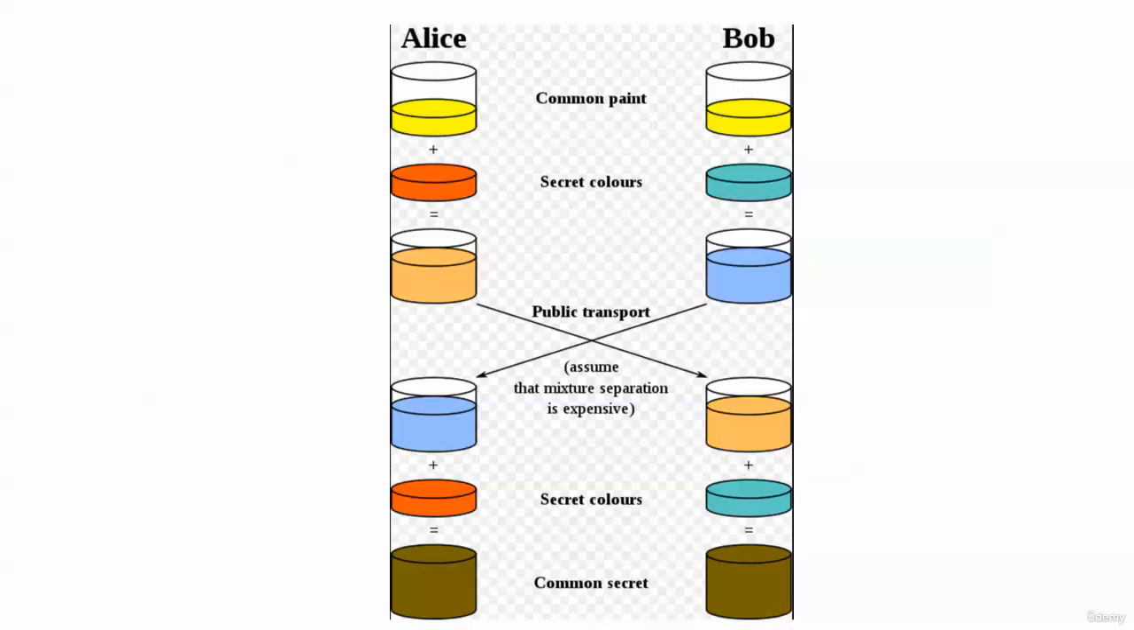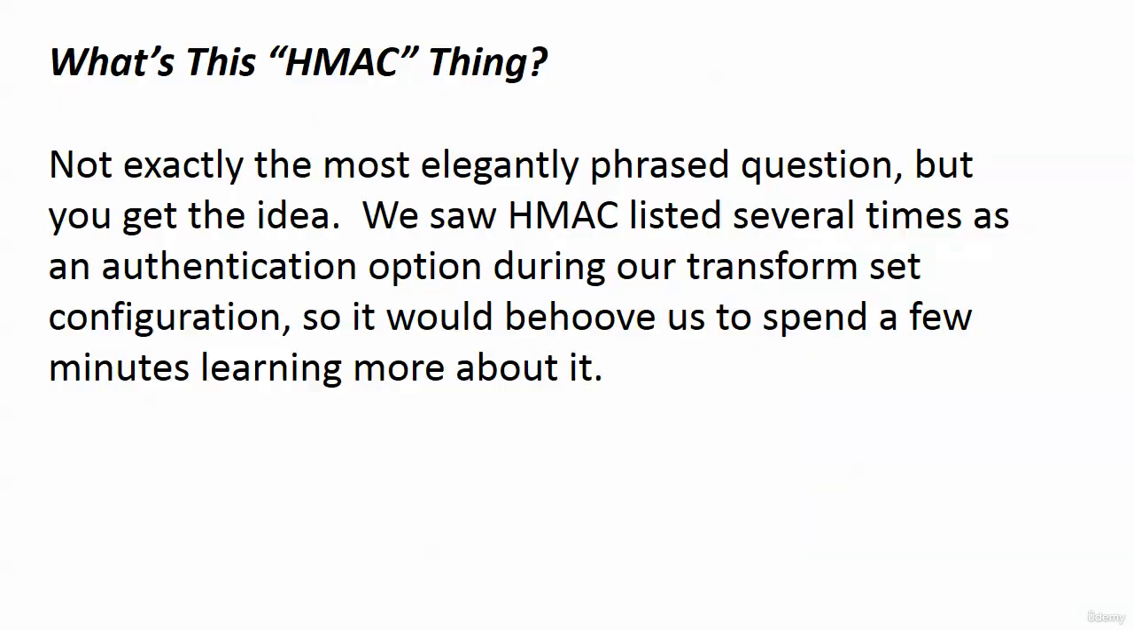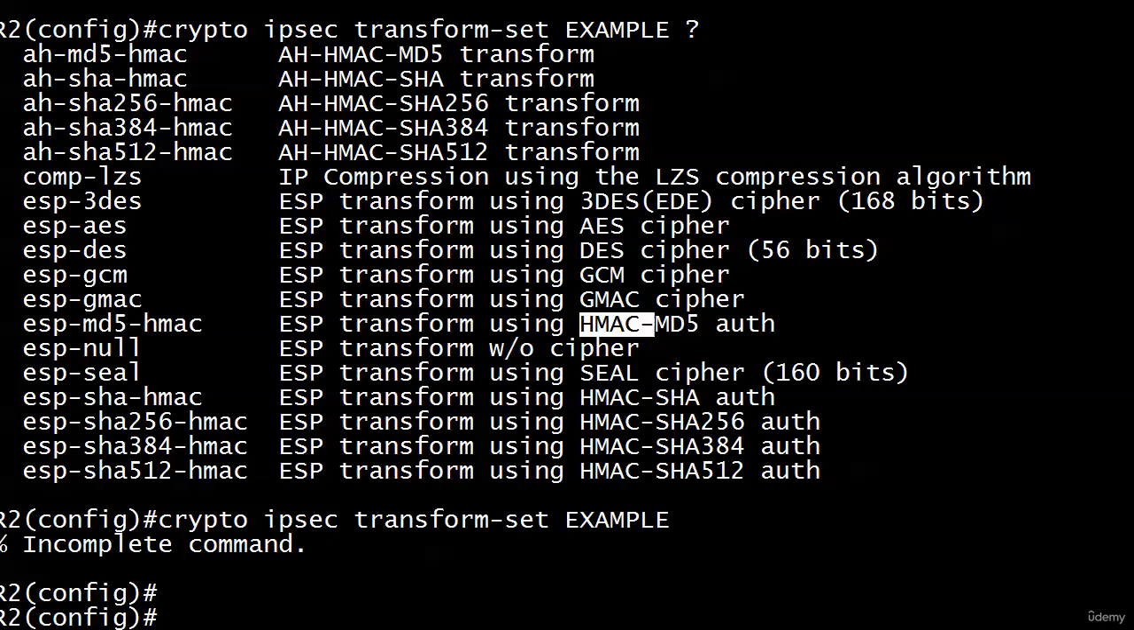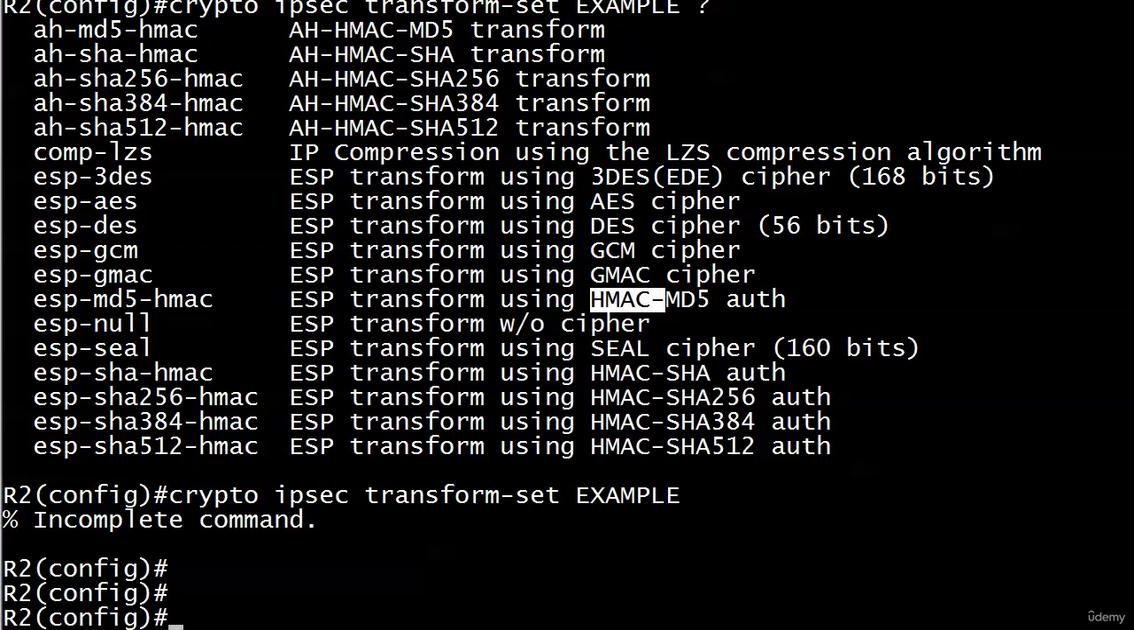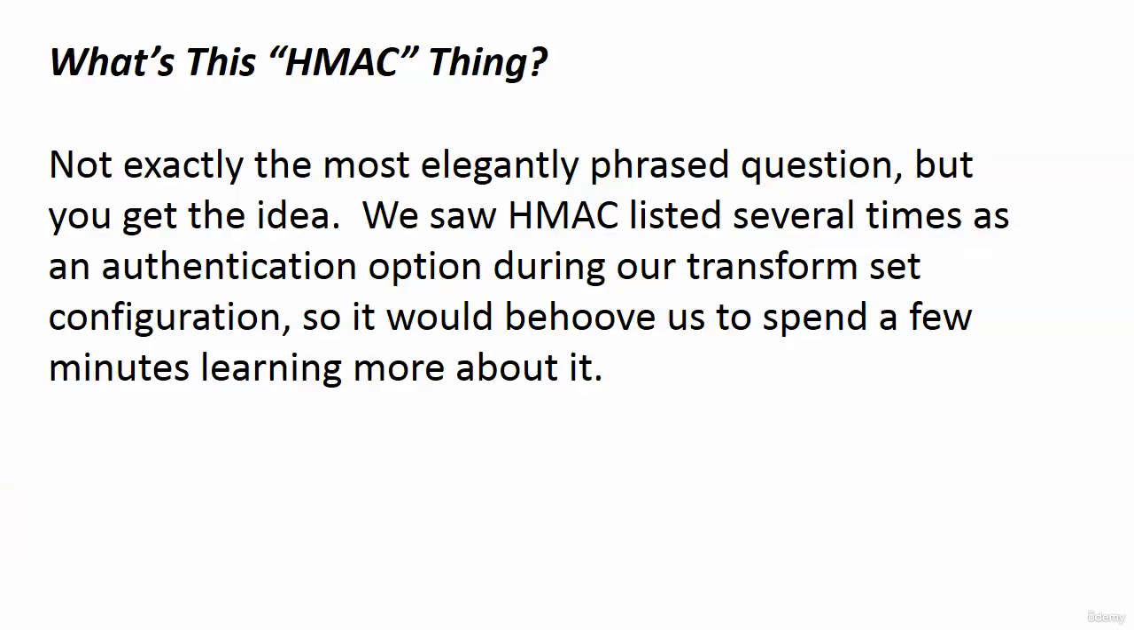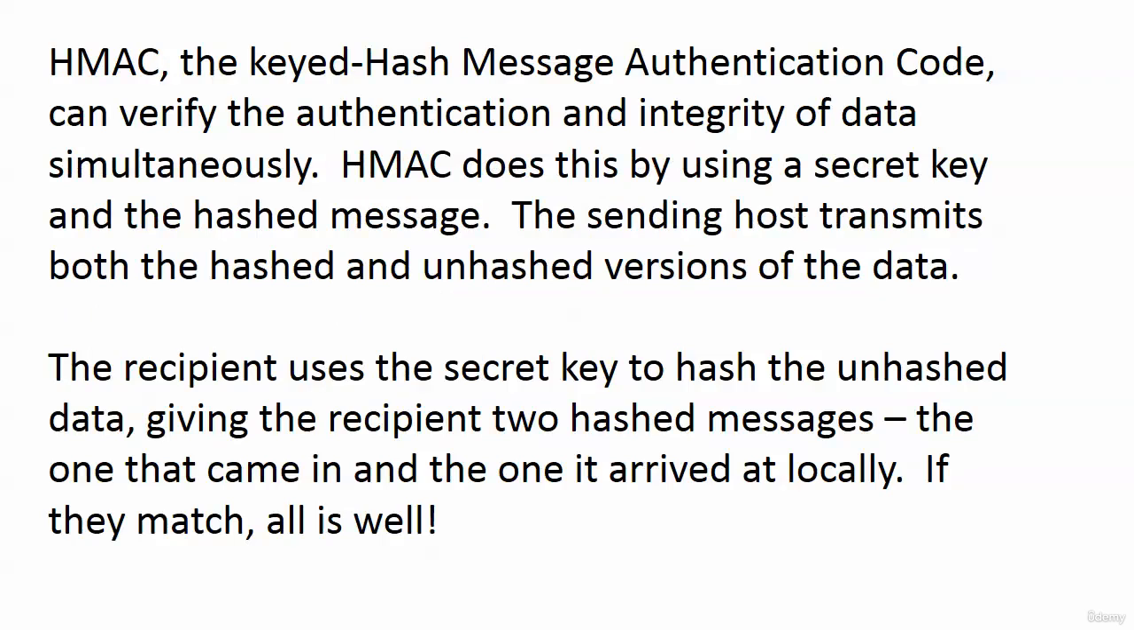So that's how Diffie-Hellman works in a nutshell, and I want to spend just a minute here with something called HMAC, because we saw this a couple of times during our transform set config, and I've highlighted one there for you. You see HMAC there, and you see it with four more ESP choices there at the bottom. Just wanted to give you a little information on what's going on there and what HMAC is, and it's literally one screen. I've got a little bit on the next one for you.